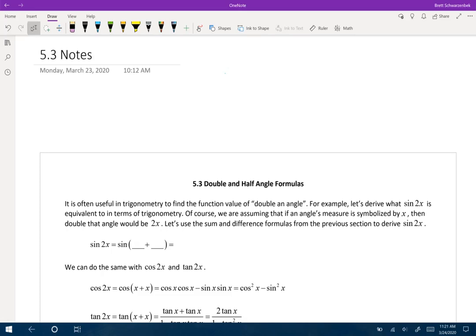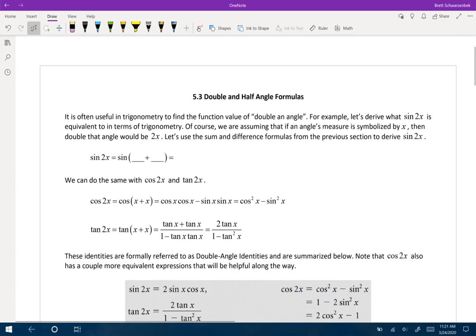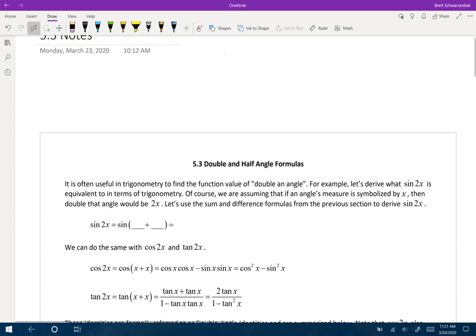Okay, these are the 5-3 notes for Precalculus 2, double and half angle formulas. So we continue our exploration of advanced trig formulas with the first good example being sine 2x.